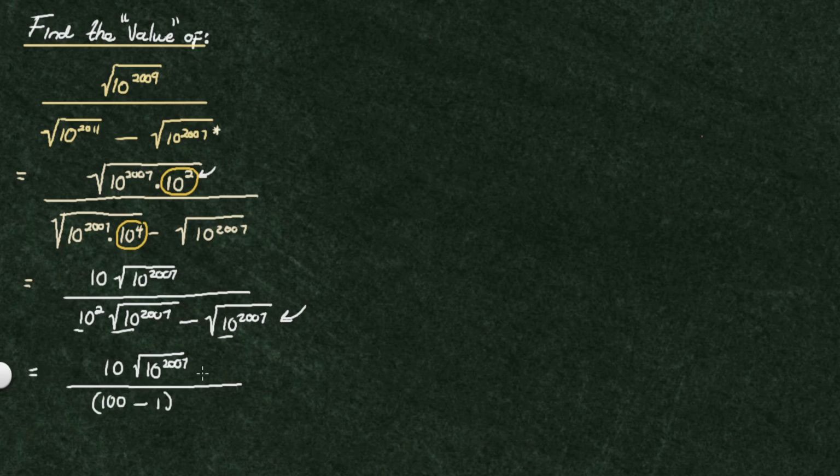Remember, we wanted to take out the square root of 10 raised to exponent 2007 as the common factor. So this cancels out that. Equal to, I now have 10 divided by 9. I don't think we can divide any further than this. So this is our solution, or the value for that.